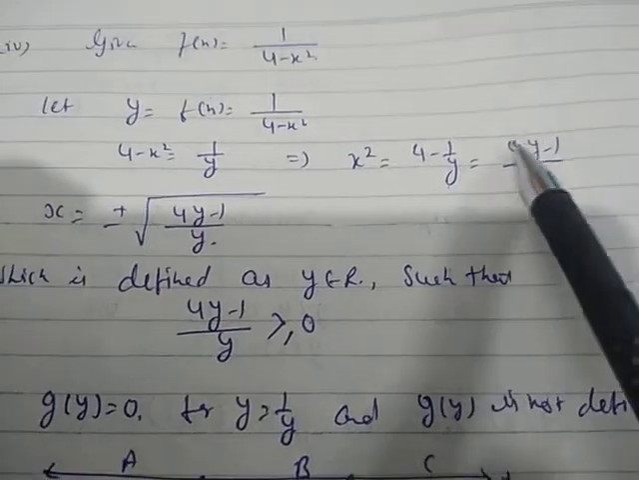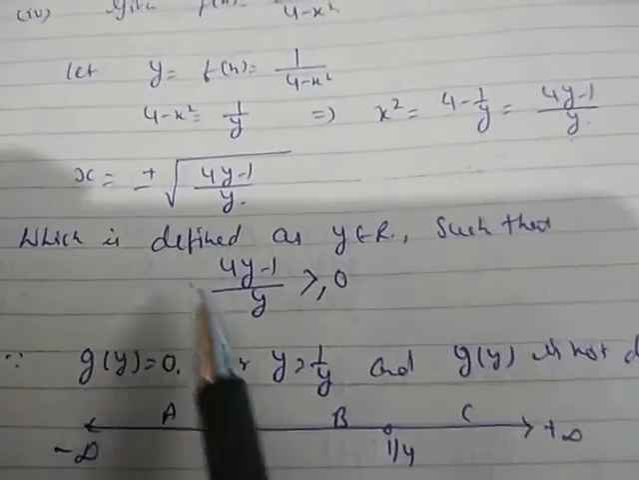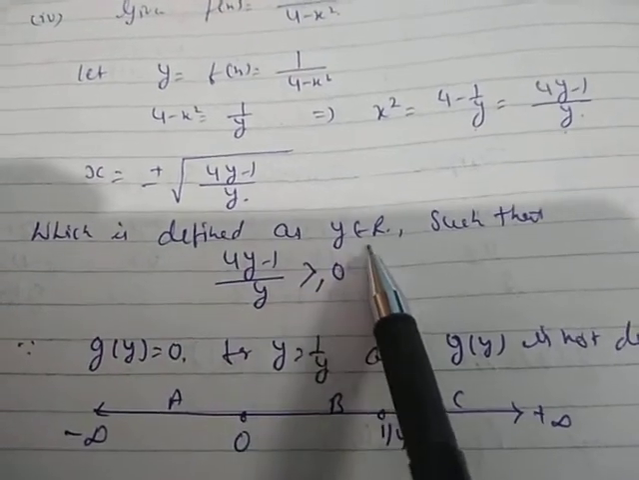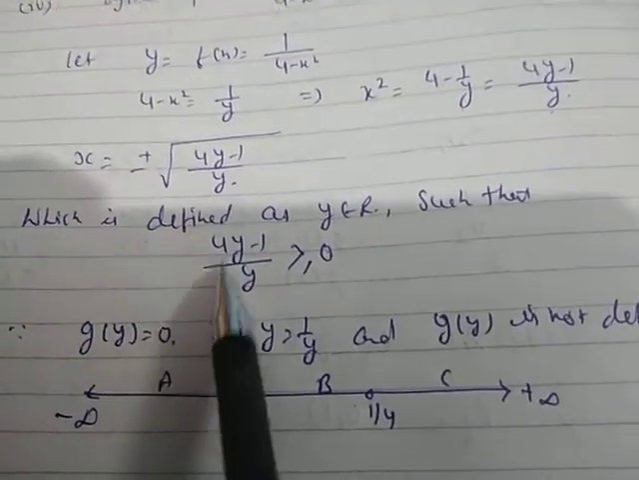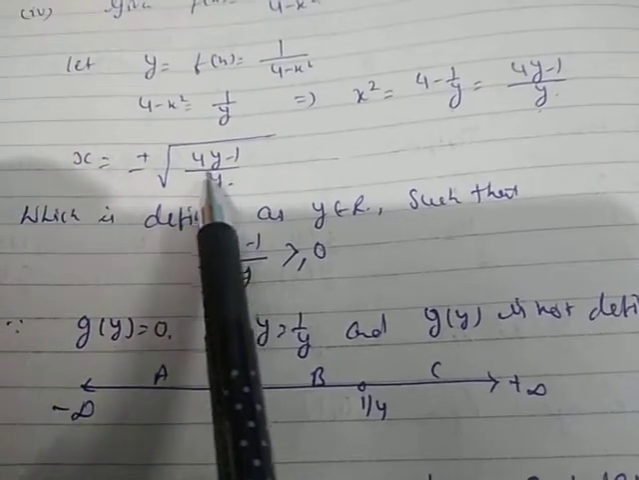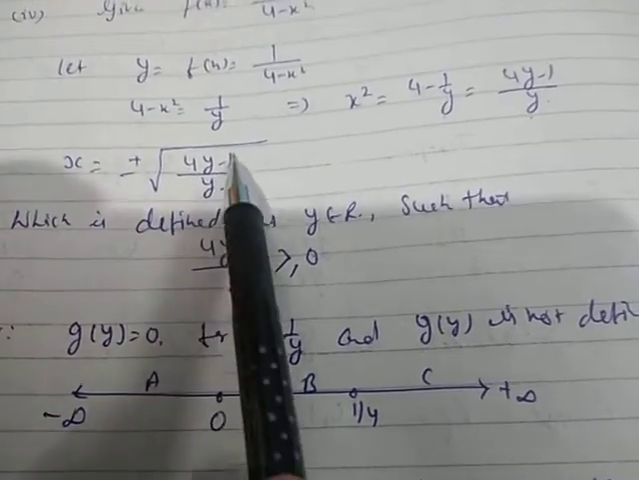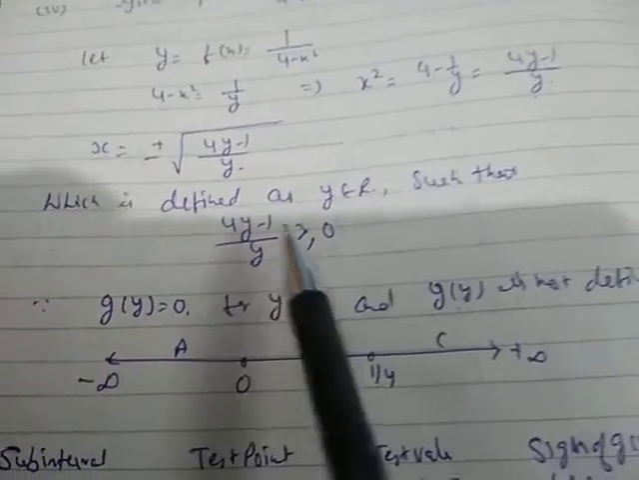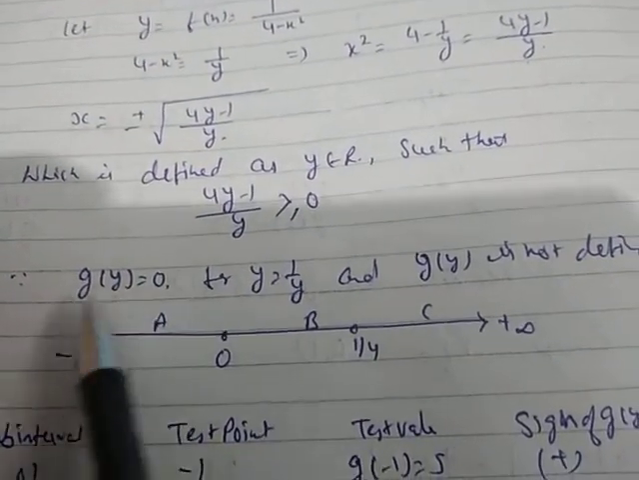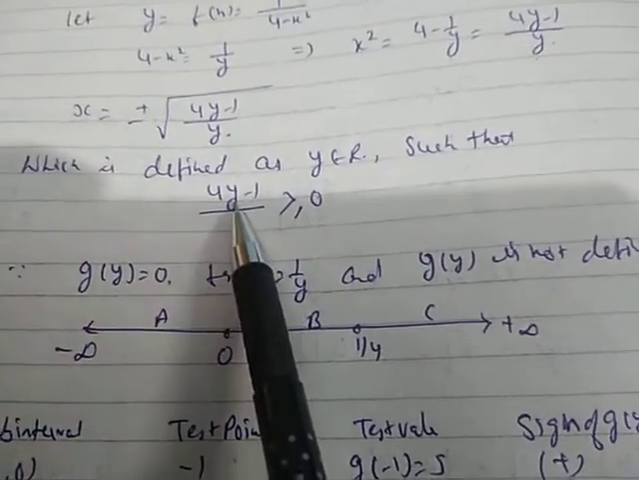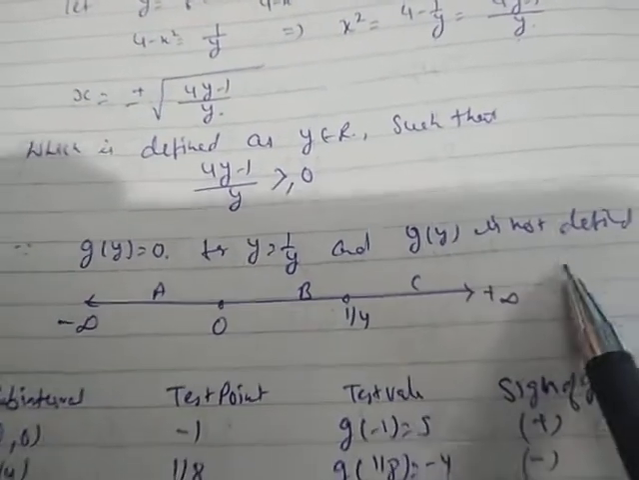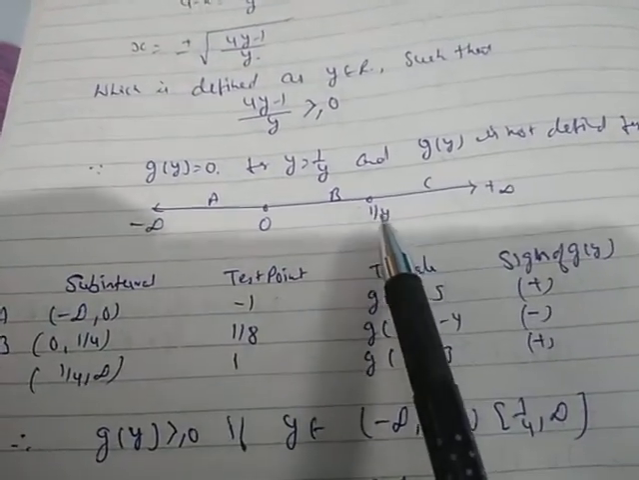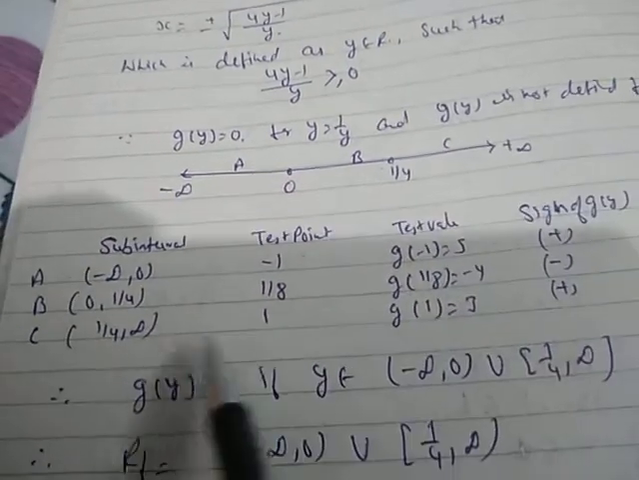This is a rational function. Let it be g(y). x is the square root of this one, which is defined as y belongs to R such that y is not equal to 0, and the whole thing is greater than or equal to 0. That I have written here. Now consider this function as z(y). If you put z(y) equal to 0, y will be 1 by 4 and 0. The segmentation is here: 0, 1 by 4, infinity.